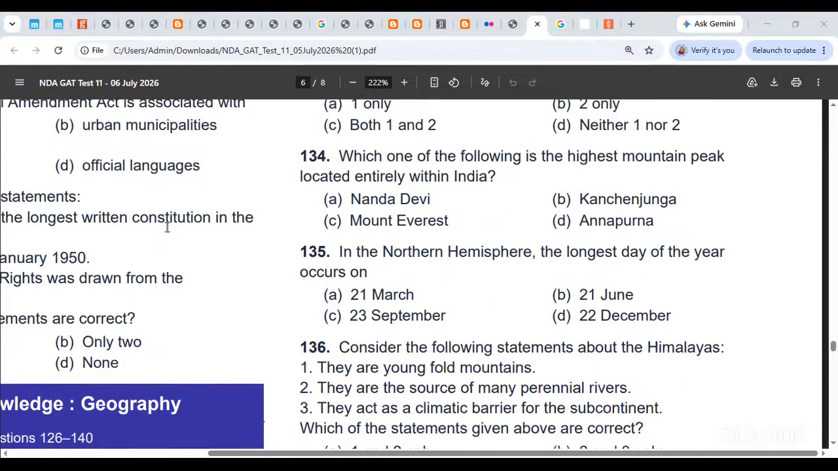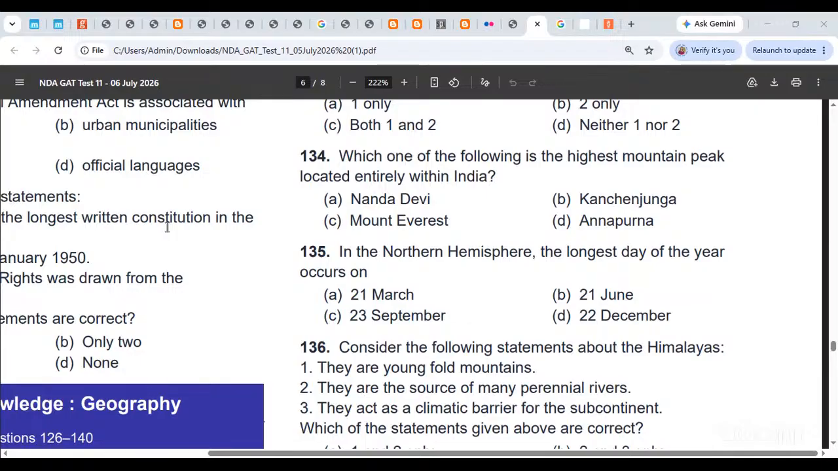Which one of the following is the highest mountain peak located entirely within India? This is a famous thing now. Mount Everest. Let's say the world's highest mountain peak is going to be Mount Everest. It is shared by Tibet and Nepal. The southern part, the Nepal part, is important. It is called Sagarmatha over there, and it is a famous peak, right? Mount Everest is a famous peak.